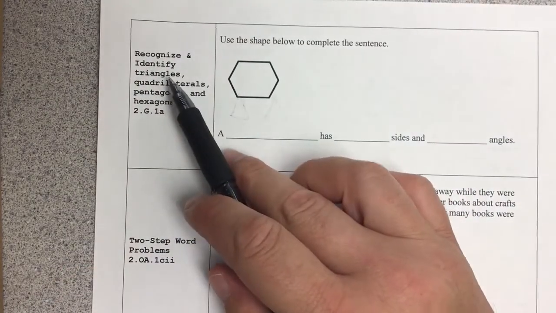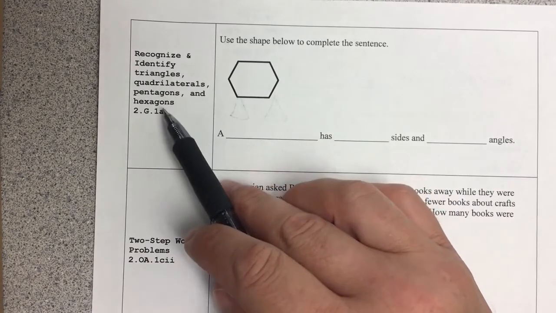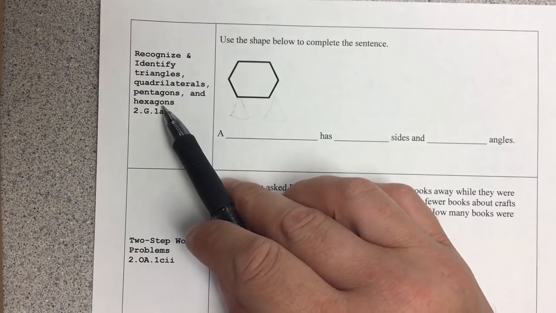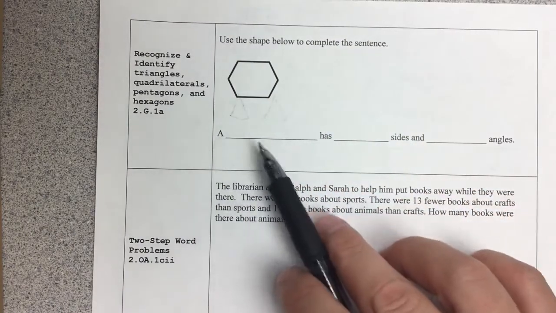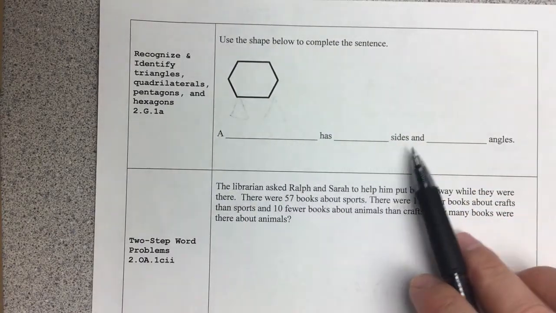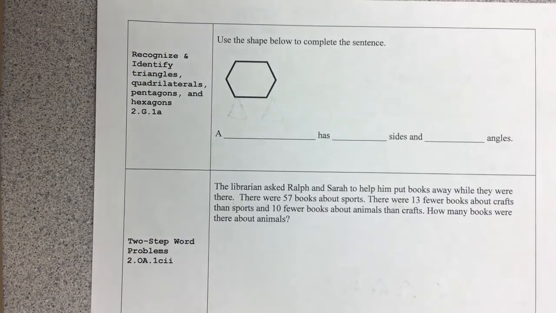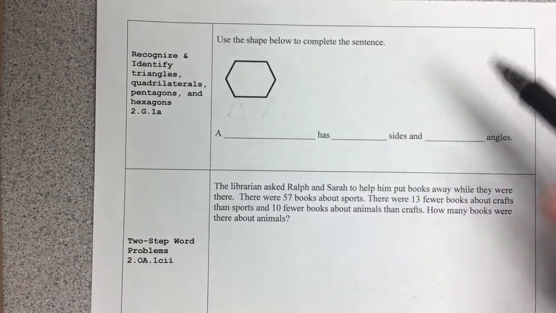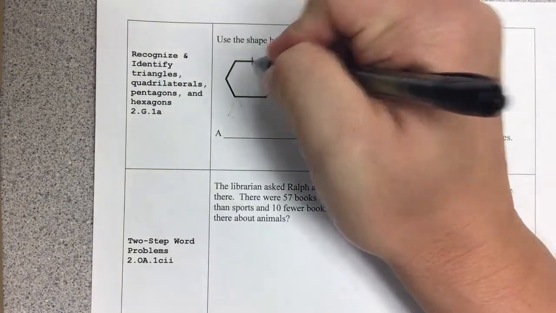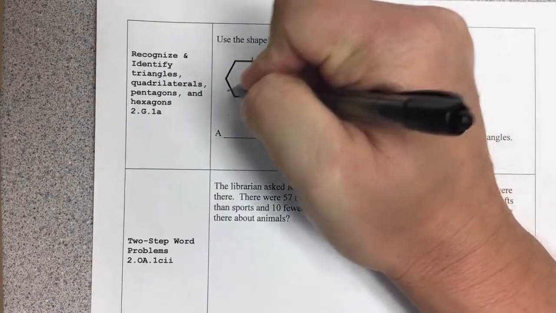Recognize and identify triangles, quadrilaterals, pentagons, and hexagons. Okay, so we've got all these. It says use the shape below to complete the sentence. A blank has blank sides and blank angles. Well, let's just look. First, let's count the sides and angles. Let's skip over the blank first. So I'm going to count the sides. 1, 2, 3, 4, 5, 6.